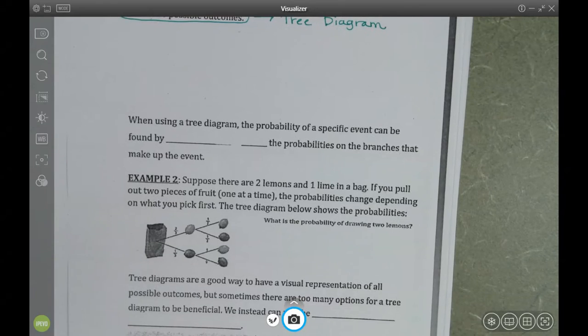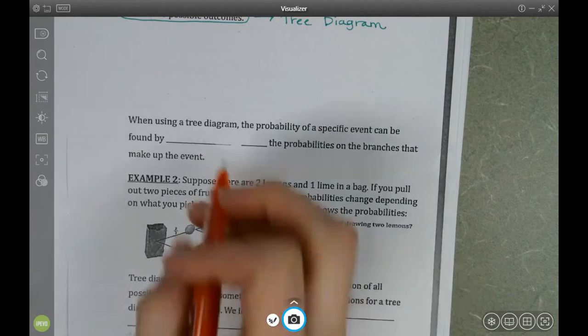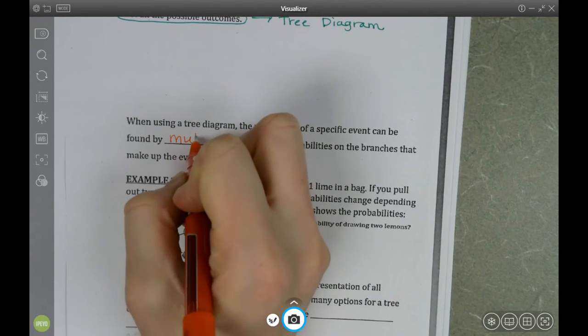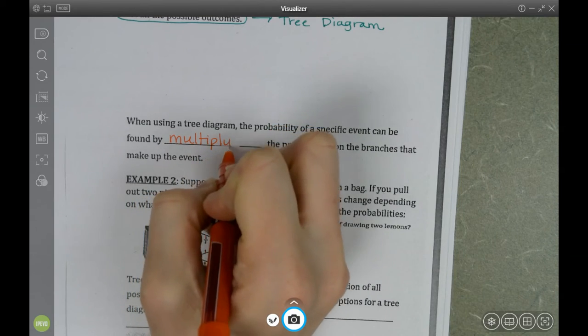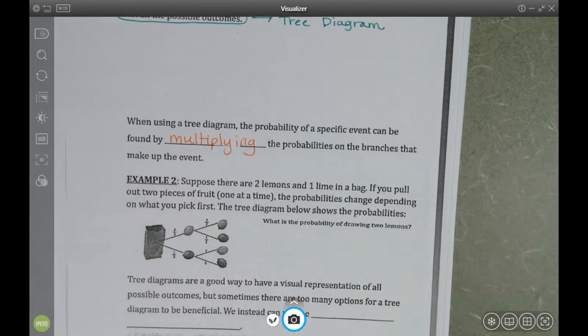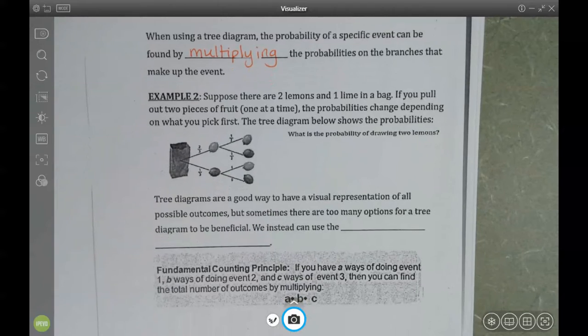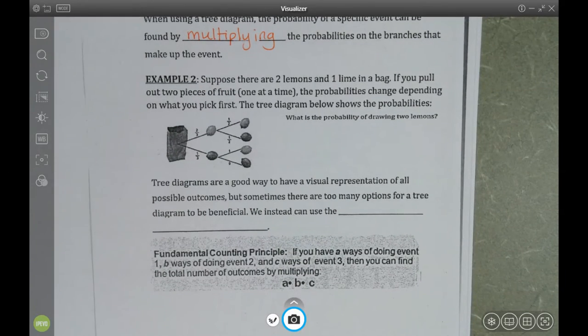When using a tree diagram, the probability of a specific event can be found by multiplying, somebody said that earlier, multiplying the probabilities on the branches that make up the event. So suppose there are 2 lemons and 1 lime in the bag. If you pull out 2 pieces of fruit one at a time without putting one back, the probability changes depending on what you pick first. The tree diagram below shows those probabilities.